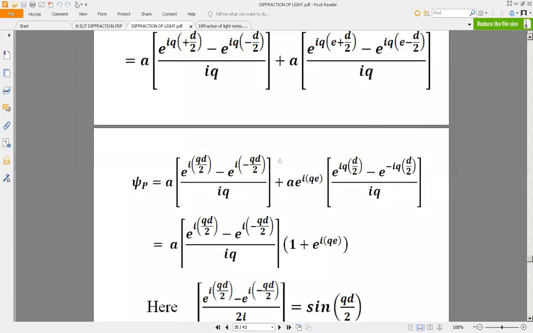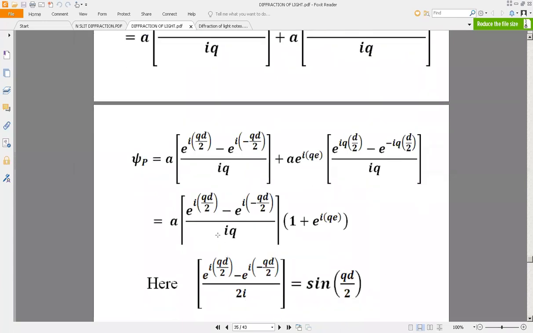So if you pull out a into this square bracket term outside like this, you are left with 1 plus e power iqe. Right? I have taken the square bracket term as common. I am left with this. You already know e power iq d by 2 minus e power minus iq d by 2 by iq. You can multiply and divide by 2. Last time we did 2a and 2i and pulled out the q. Is it not looking like sin qd by 2 once again? Same exercise. So whatever we did in the previous class for the single slit, it is identical to that.